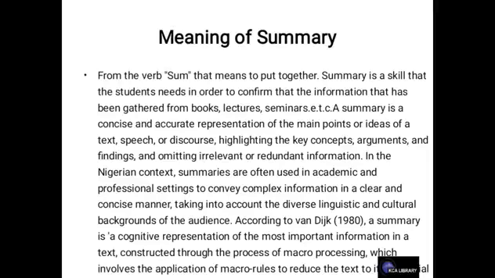A summary is a concise and accurate representation of the main points or ideas of a text, speech, or discourse, highlighting the key concepts, arguments, and findings, and omitting irrelevant or redundant information. In the Nigerian context, summaries are often used in academic and professional settings to convey complex information in a clear and concise manner, taking into account the diverse linguistic and cultural backgrounds of the audience.